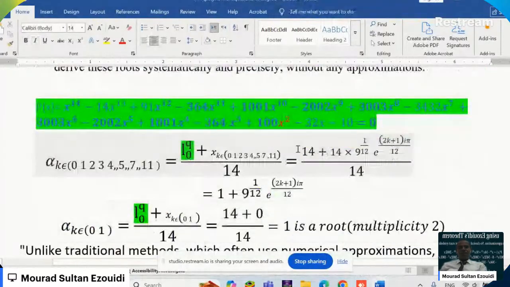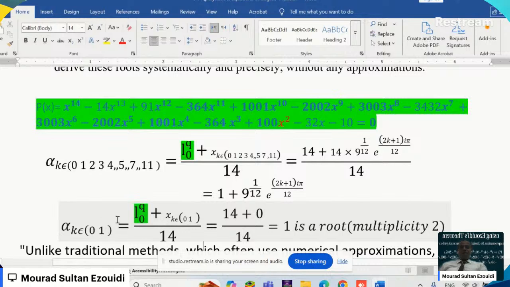Here we said L0 is 14, and xk is 14 times 9 raised to the power 1 over 12 times exponential (2k plus 1) i pi divided by 12, all divided by 14. 14 over 14 is 1. So these are the first 12 roots of this original 14 degree polynomial equation.